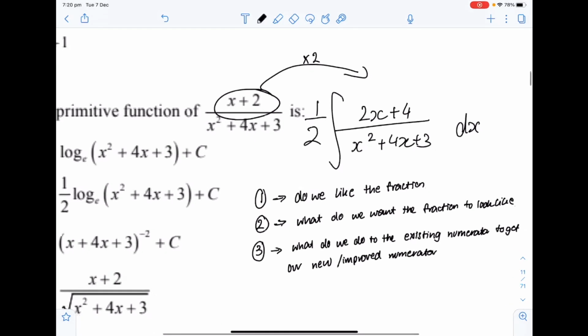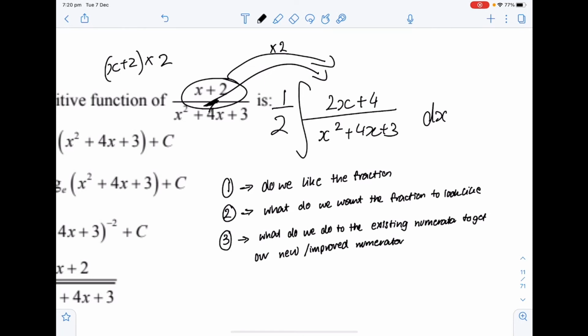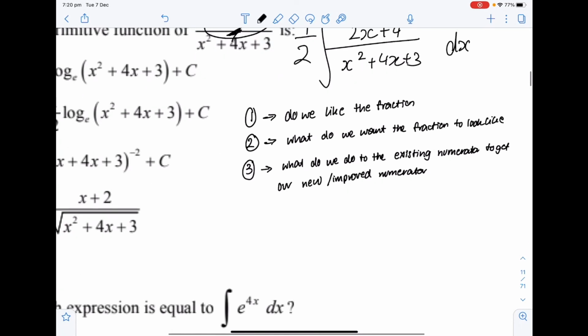Yeah. So what we're doing is we're first finding out what our numerator should look like. Our numerator should be 2x plus 4. Yes. Then to make what we already have into 2x plus 4, what do? We multiply x plus 2 times 2. And remember, x plus 2 is treated as one term. Yes. So you have to multiply both terms by 2. Yes. So that's what we're doing. So that's step 3 here. What do we do to our existing numerator to get our new and improved numerator?